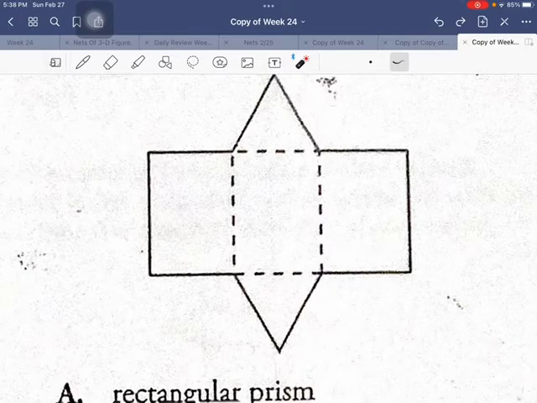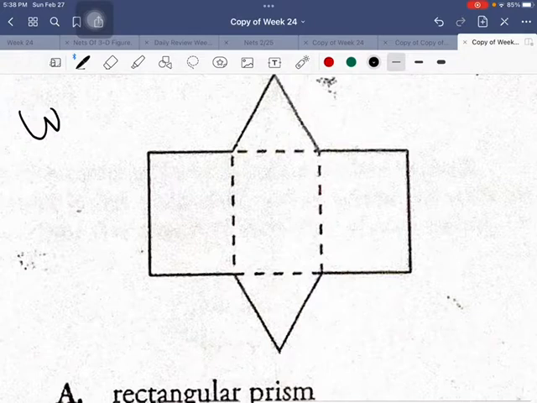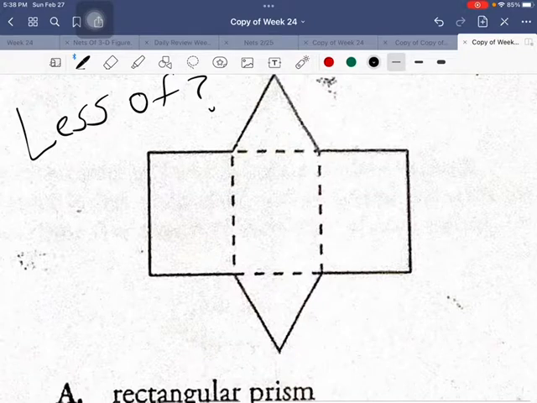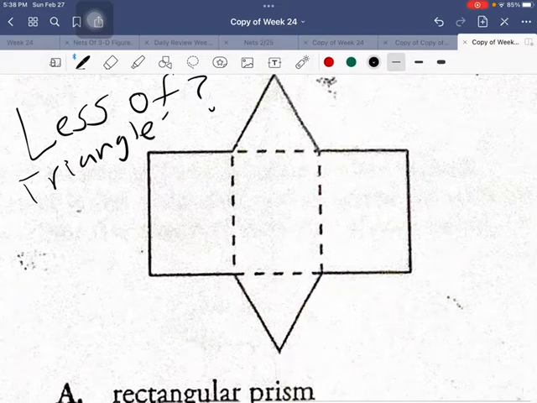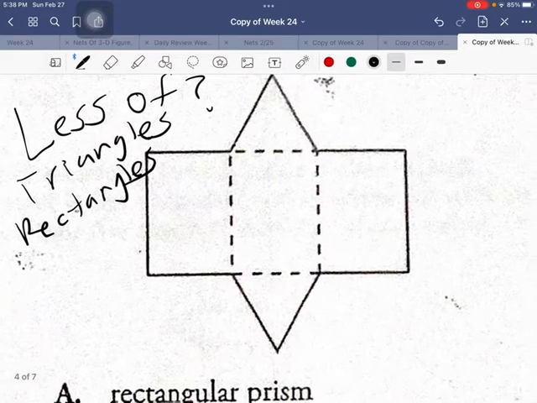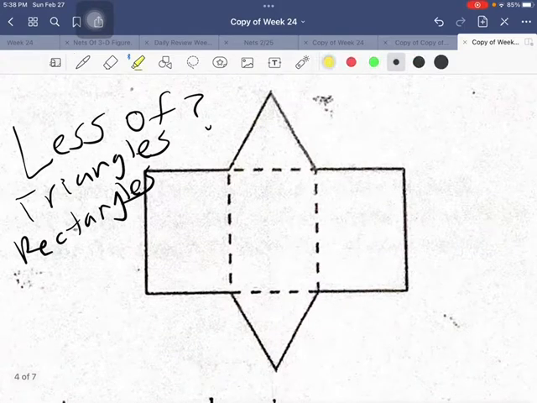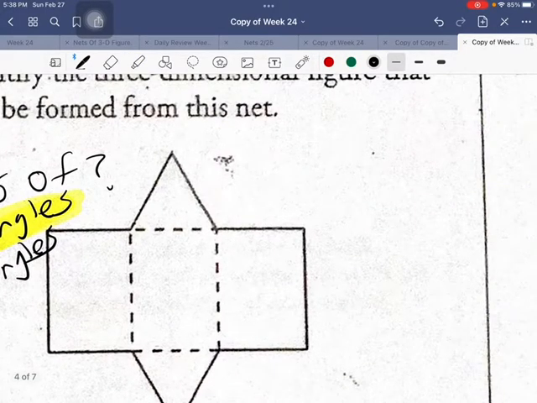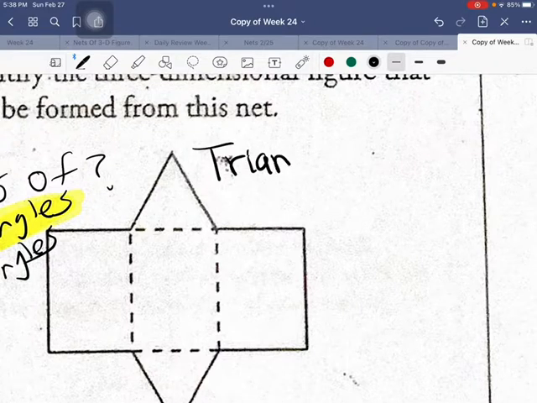What do we have less of? Less of what shape? What shapes do we have? Well, we have triangles and rectangles. But you don't have to write this. But which one do we have less of? Triangles. How many do we have? Dos. So I know what we have less of, that makes this name triangular, but I don't know what.